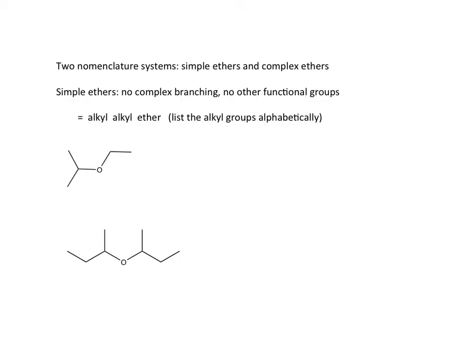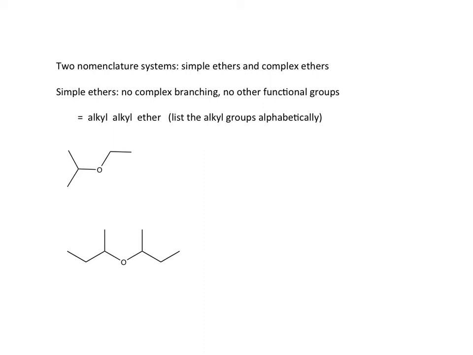Ethers are compounds with an oxygen sandwiched in between two alkyl groups, looking like that. The alkyl groups could either be really simple or they could have branching other functional groups in them. So we'll be addressing each case separately. There are two nomenclature systems available. One is for simple ethers, and that's going to fall apart as things get complicated. And then we'll use the nomenclature for complex ethers, which is a little bit more general.